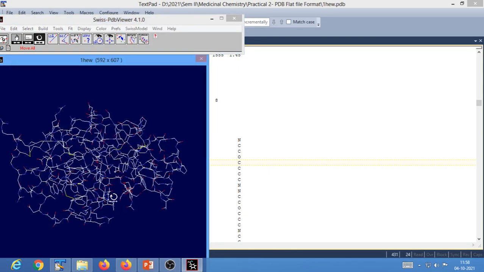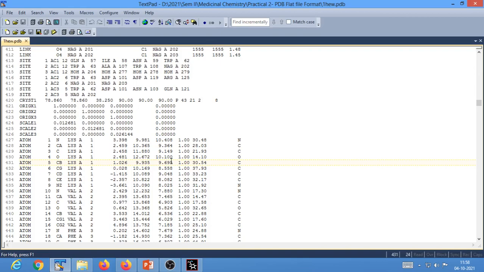Okay, and let me first tell you what the coordinate lines present in your PDB file are. What do these lines signify? What does the data in this line signify?